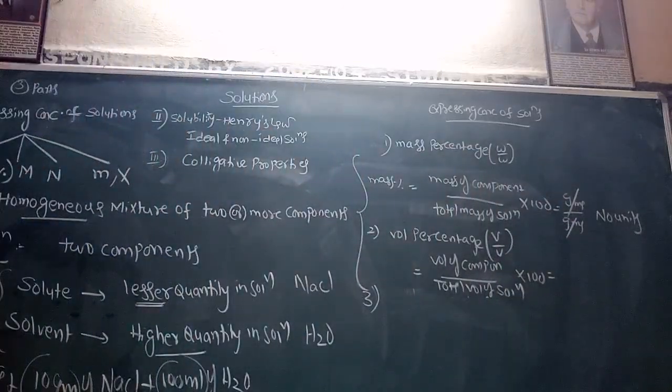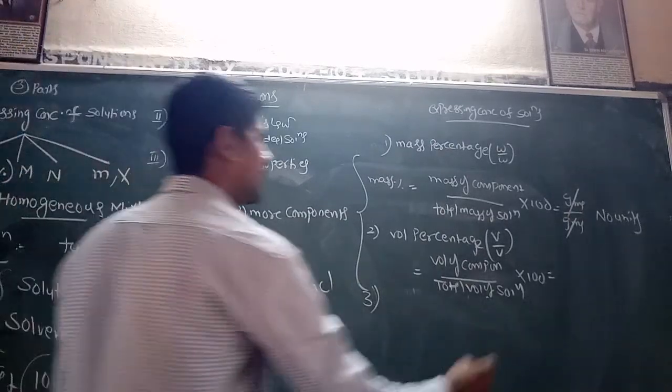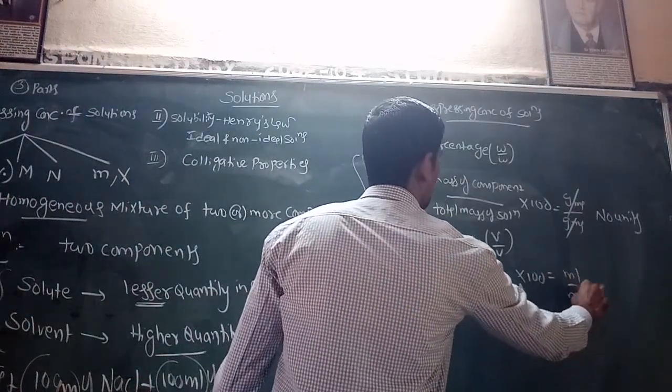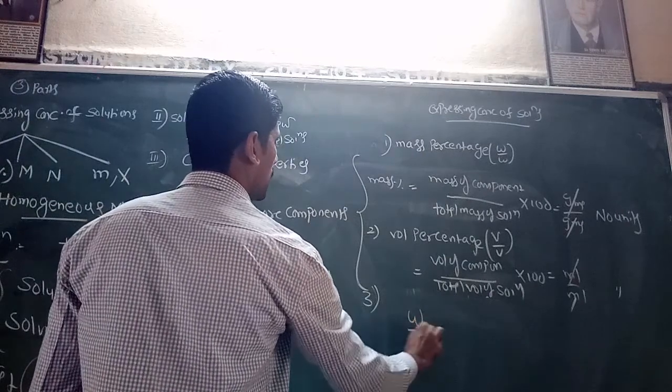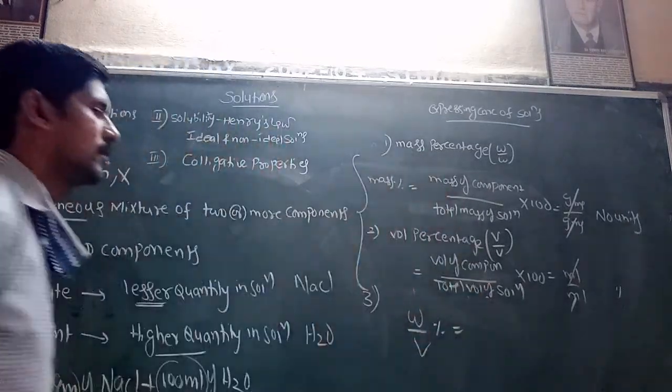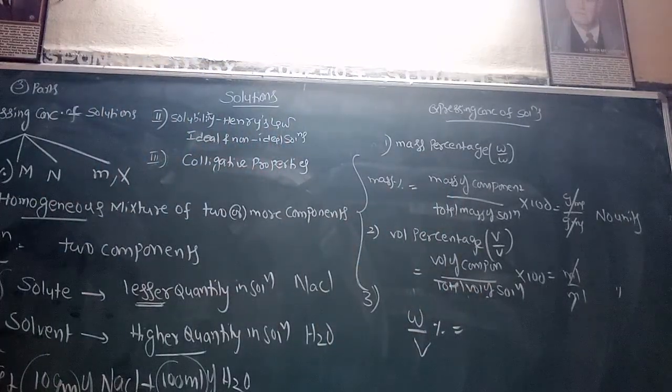Obviously, volume may be expressed in liters or mLs. Liter is an MKS unit, mL is a CGS unit. With both numerator and denominator in mL, the units cancel, so there are no units. The third one is very important: weight by volume percentage. The numerator is expressed in terms of weight, and the denominator is expressed in terms of volume.